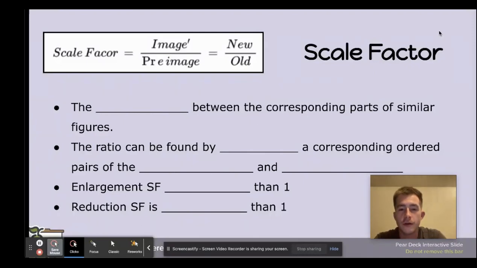New always goes over old, just like in life, right? I prefer new things over old things. I prefer the iPhone 14 to the iPhone 3. I prefer the PS5 to the PS2, right? PS2, trust me, had some great days. Okay, I played the living crap out of that thing. It was amazing. Anyway, scale factor.